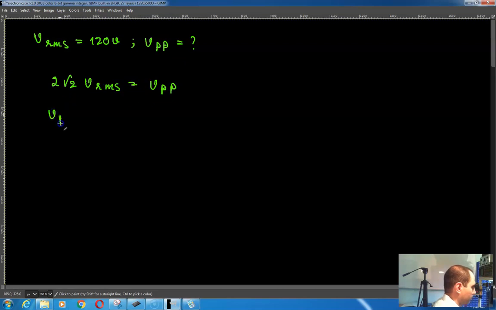So V of PP therefore would be equal to 2 square root of 2 V of RMS, which is equal to 2 square root of 2 times 120 volts, which is equal to 240 times square root of 2, and that's about 339.4 volts, or let's call it basically 339 volts. That's the peak to peak voltage.